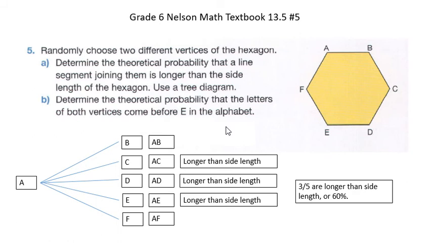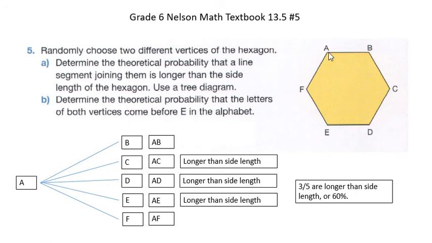Now let's look for these line segments on the hexagon here. This is AB, this line segment right here. AC is a line segment that would go from this point to this point. AD is a line segment that would go from this point to this point.